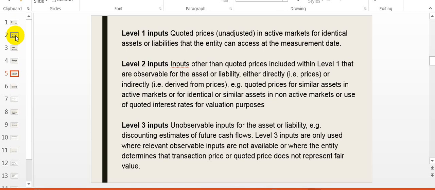Here we're talking of quoted prices for similar assets in an active market. So your asset is not quoted. You're comfortable with quoted, right? Let's say when a share is quoted, it means this share is listed on the stock exchange. So if you're measuring a share for a company which is not listed, you're going to equate that to a similar company which is listed on the stock exchange. Clear? Or for identical or similar assets in non-active markets.